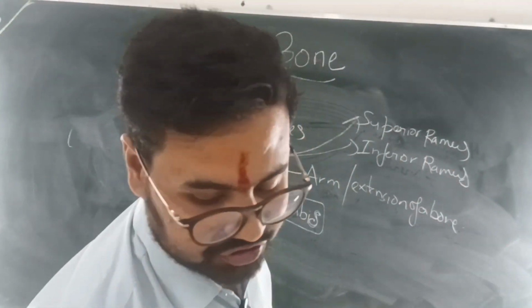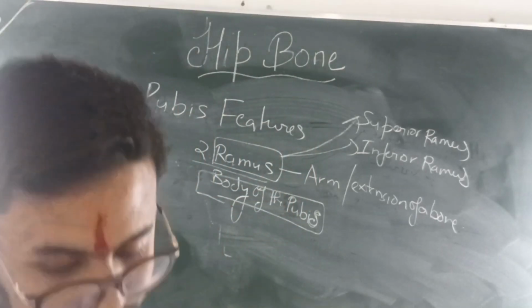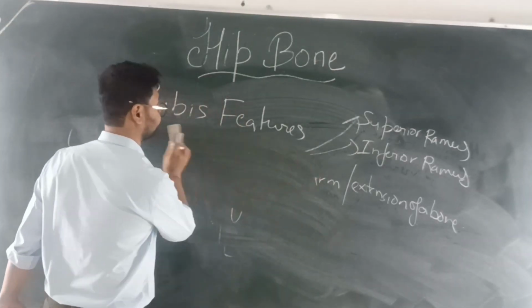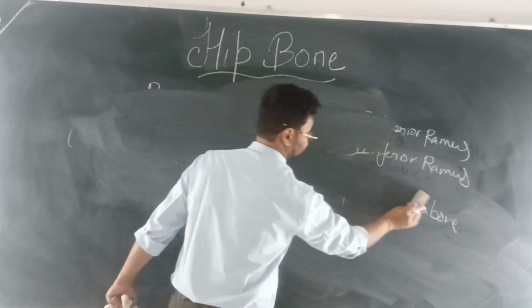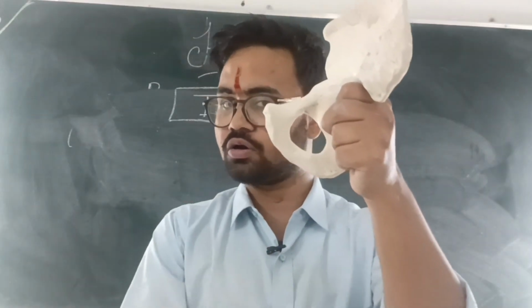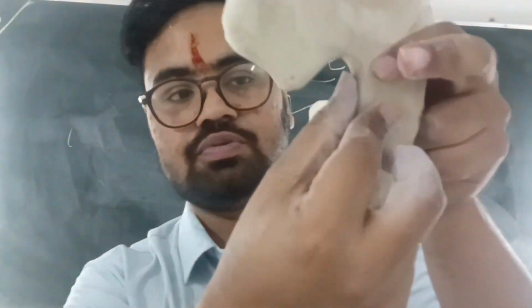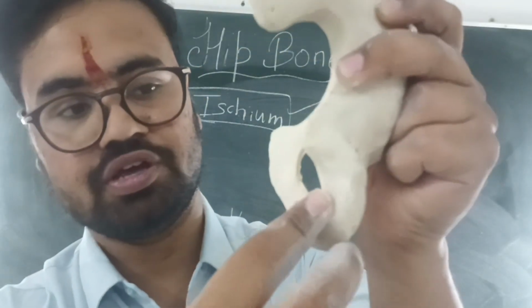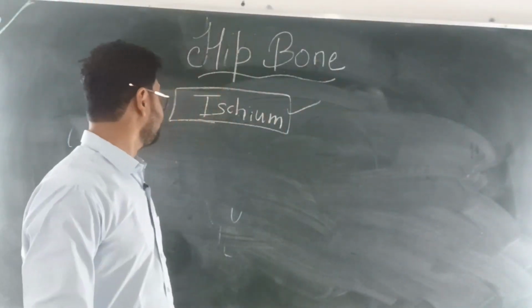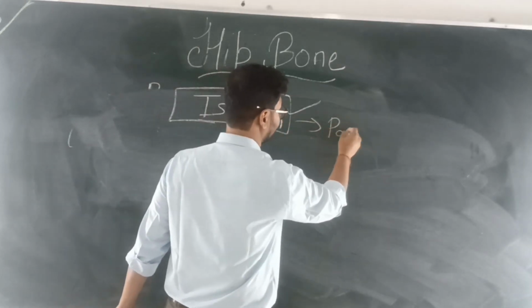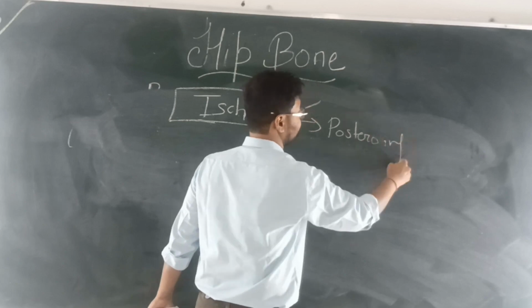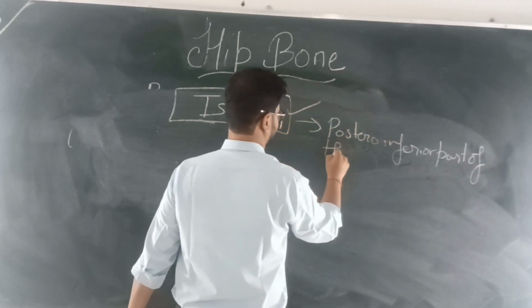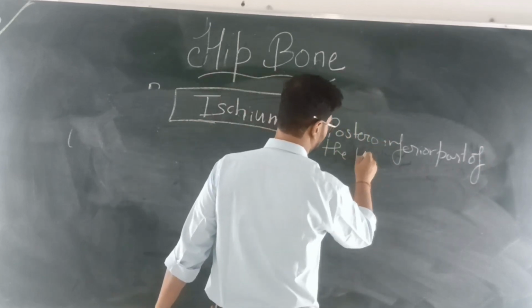Now we will talk about the ischium. Where is the duster? Posterior inferior part of this, this bone is the ischium. This bone is the ischium up to here. Ischium is the posterior inferior part of the hip bone.